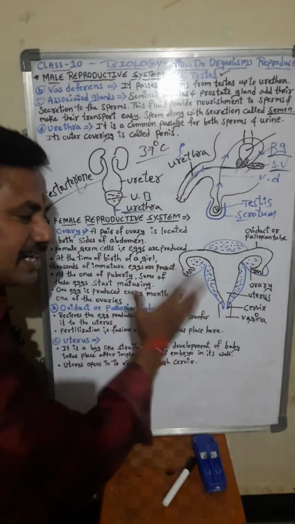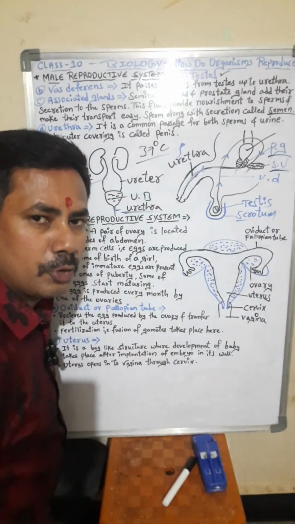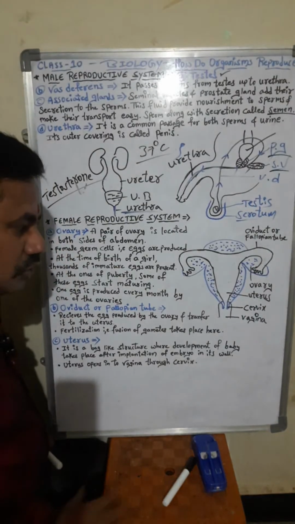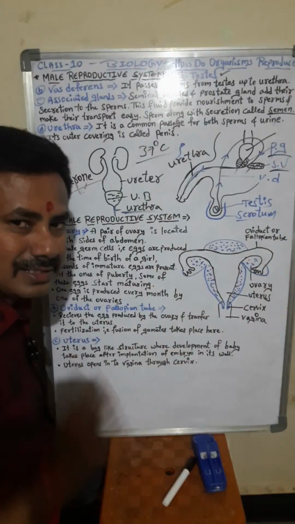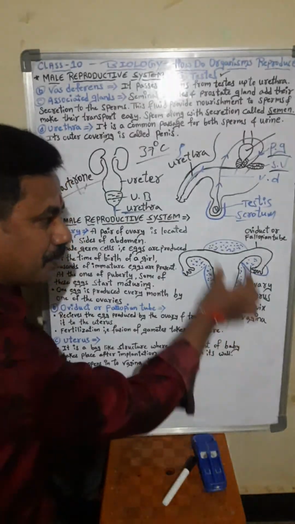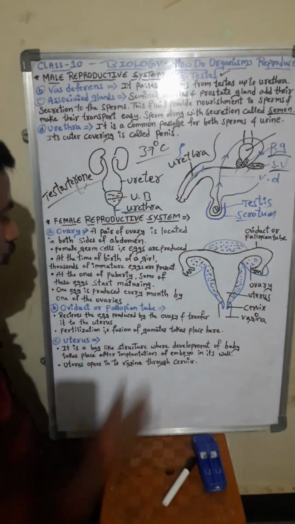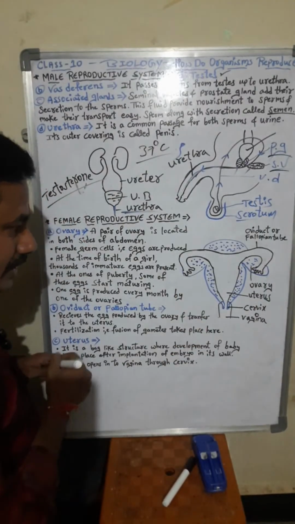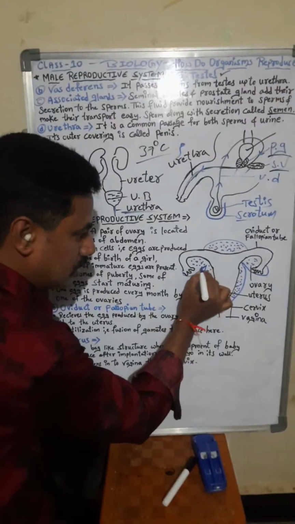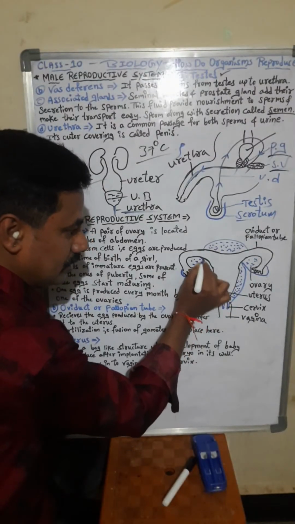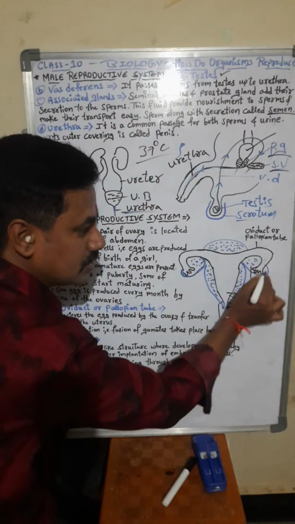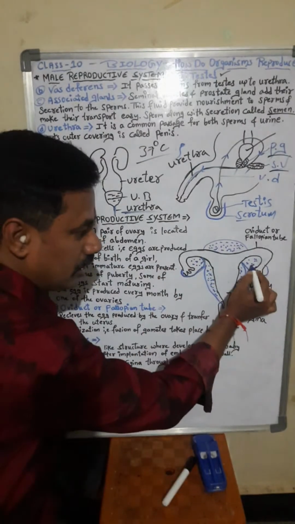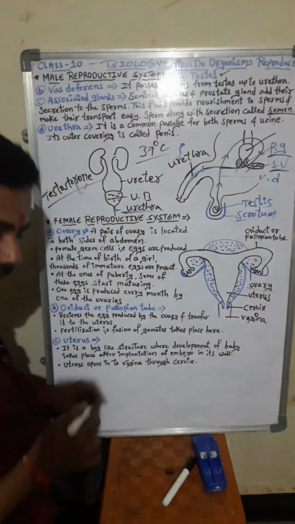So let's continue, students. A female reproductive system. First let us see some parts. After seeing these parts, we can go through this. See here, these round colors here, these are ovary, students. What are these? Ovaries. See, I have already mentioned here, ovary.